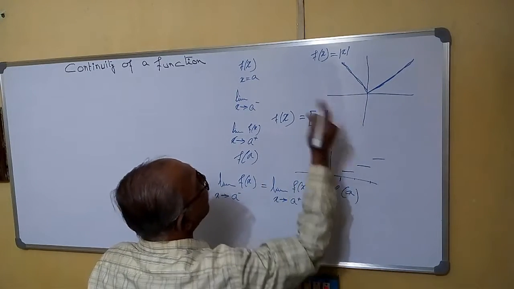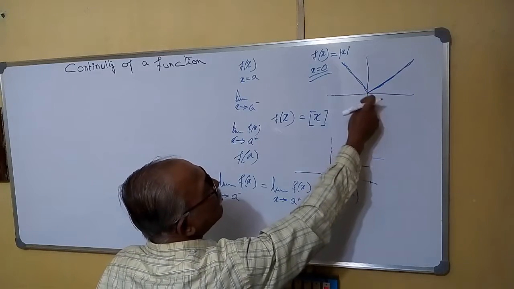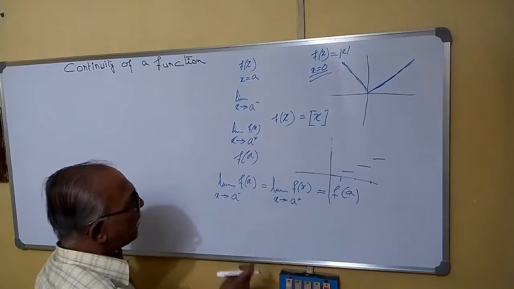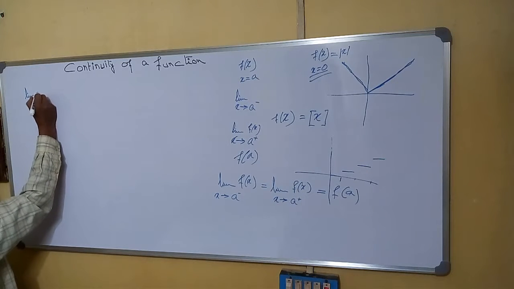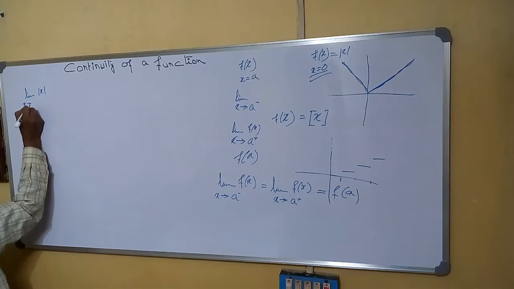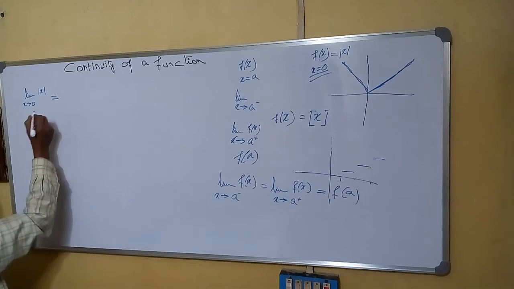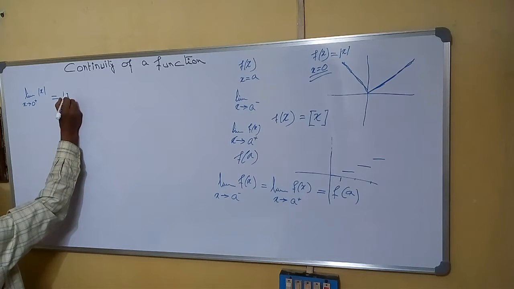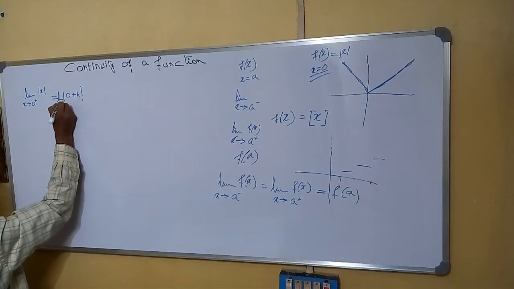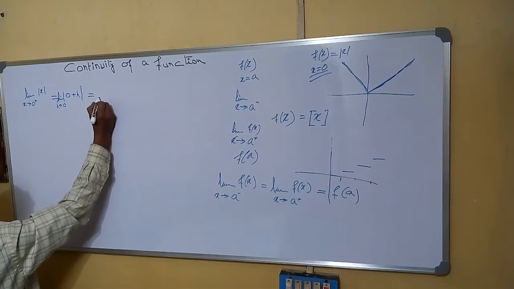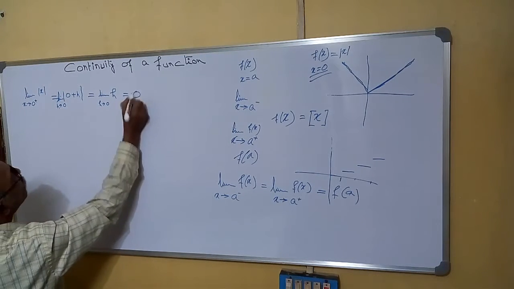Let us take this case as an example. At x equals to 0, we want to verify whether the function is continuous or not. Graphically we have seen it is continuous. Analytically we have to see whether it is continuous or not. See, limit of mod x, x tends to 0 plus, we will say equals to limit of mod of 0 plus h, h tends to 0, equals to limit h tends to 0 of h, which equals 0.